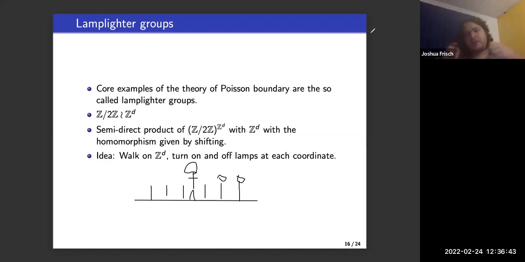So basically, the group is that you just tell me the steps of the walker, and at each step, whether he switched the lamp or whether he kept it the same. So maybe my walker will go left, then right, then left, then turn on a lamp, then go right, then left, then turn off a lamp. Maybe he'll do something different. And this generates a group, and because of this evocative image, it's called the Lamplighter group.